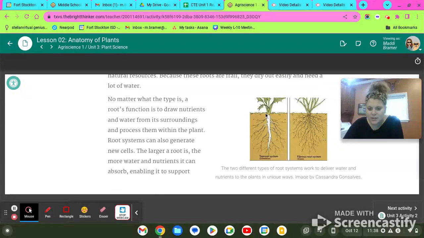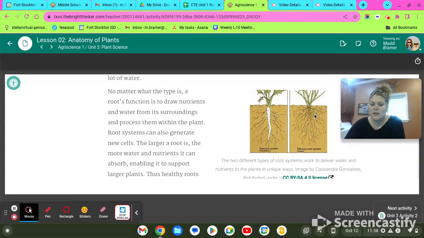So here's a good picture that shows the difference. See how taproot is one big taproot long, so they've got a dandelion. Think about if you've ever pulled weeds or anything. If a plant just pops right out of the ground and it's the whole plant, a single system, most likely that's a taproot. If you pull it out of the ground and it's connected to a bunch of different plants, or you get a huge root system of these thin little roots, that's fibrous. So make sure you know the difference between those. Grasses are most common for fibrous.